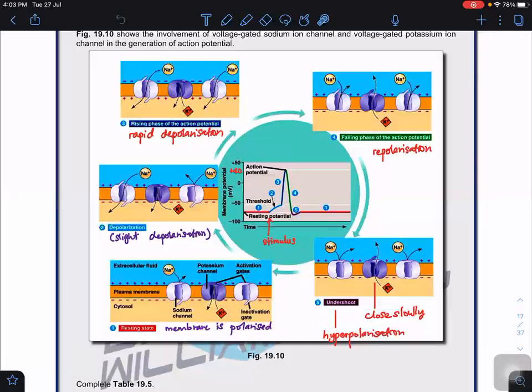Okay, let's look at phase one. Phase one is the resting potential. To maintain the resting potential, we rely on two mechanisms.